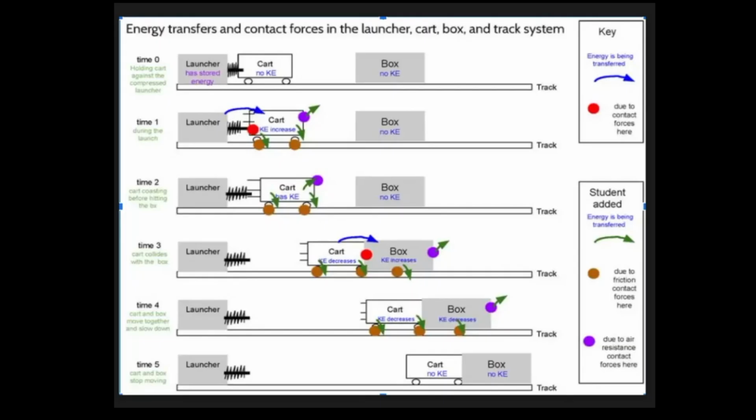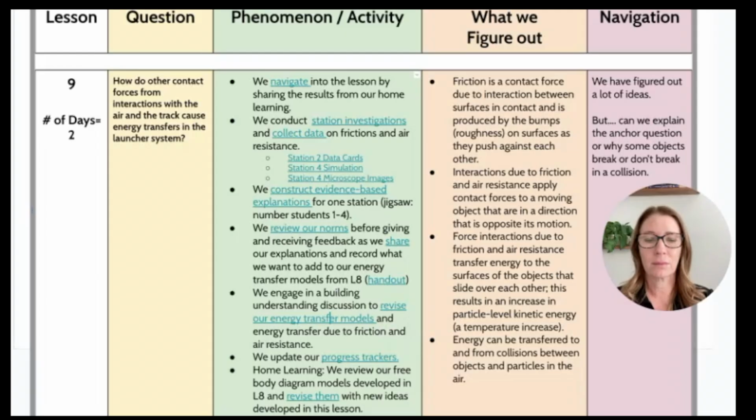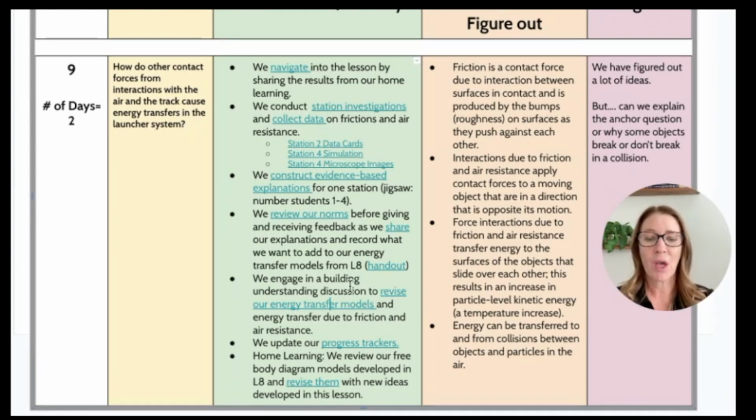And let me open this up. So you can see the main thing we're adding here are the green arrows for energy being transferred in this context. So the blue we added last time, the green we're adding this time. The friction due to contact forces, of course, is going to be the wheels on the track. The purple dot is the forces due to air resistance. And so this is where the box is hitting the air and there's going to be energy transferred also to the air.